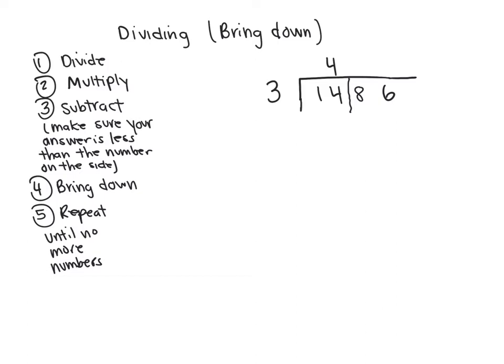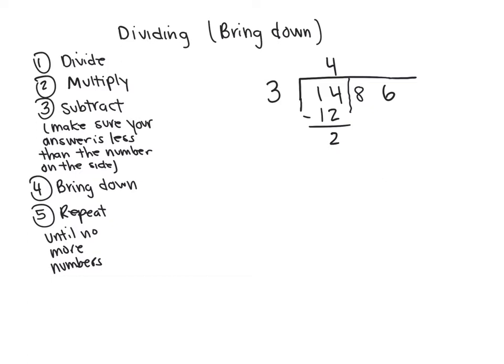So I put my answer up high. Then I do multiply. So 3 times 4 is 12. Then I'm doing subtract. 14 minus 12 is 2. And I have to make sure my answer is less than the number on the side. 2 is less than 3, so I'm good. And we have to make sure that we always put our multiplication answer in the middle. Just like a multiplication chart, all the answers are always in the middle.